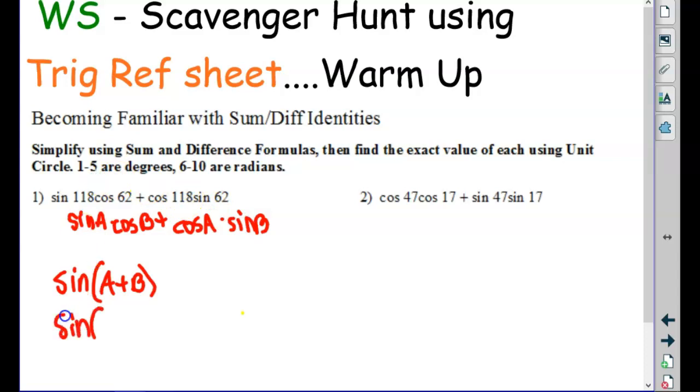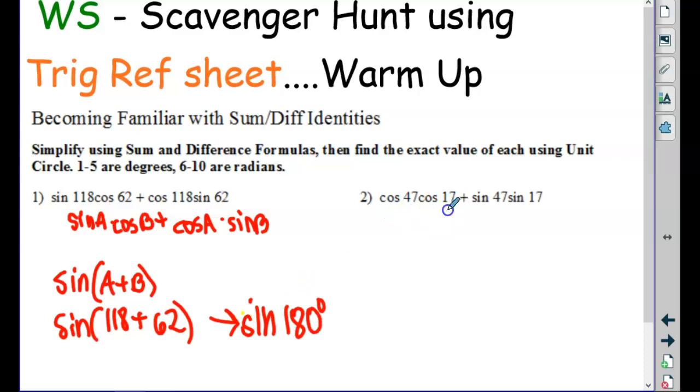118 plus 62, which would then total 180. Is that right? And then we're just going to leave it at that, okay?